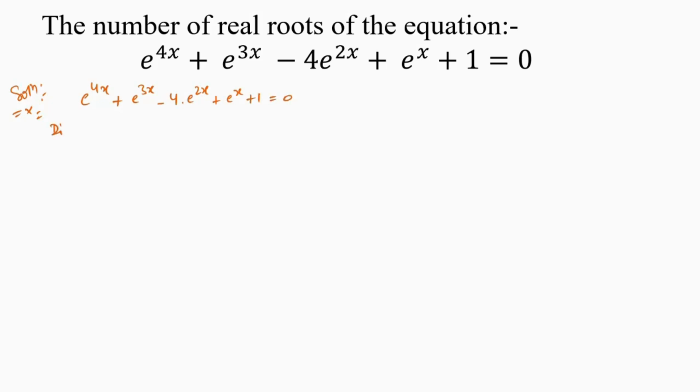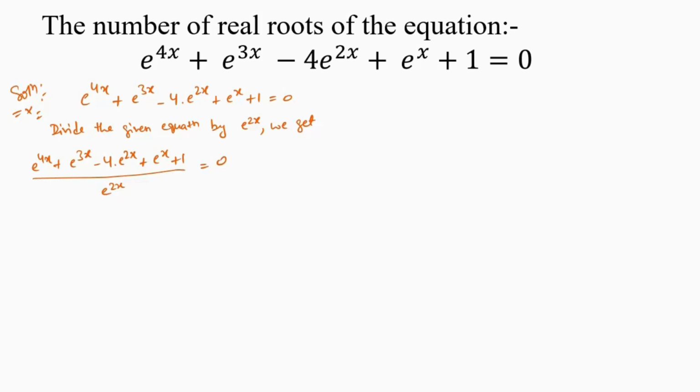Now divide the given equation by e raised to the power 2x. We get e raised to the power 4x plus e raised to the power 3x minus 4 times e raised to the power 2x plus e raised to the power x plus 1, divided by e raised to the power 2x, equals 0 divided by e raised to the power 2x.